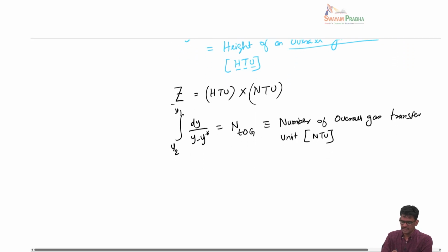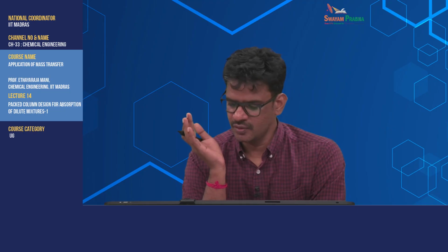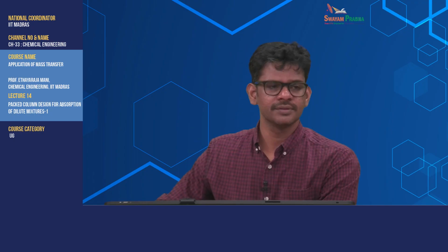So in the calculation of the height of the column, we first calculate the height of the transfer unit, HTU, based on the mass transfer coefficients and interfacial area, and then we calculate the number of transfer units, NTU, based on the average driving force available for the mass transfer. Any questions so far?